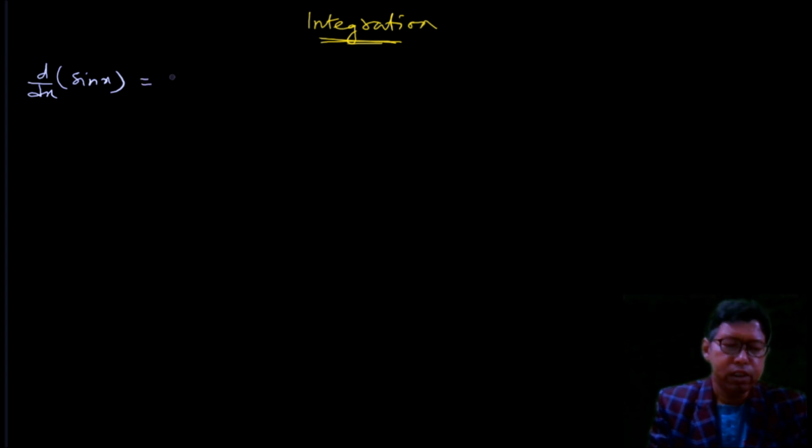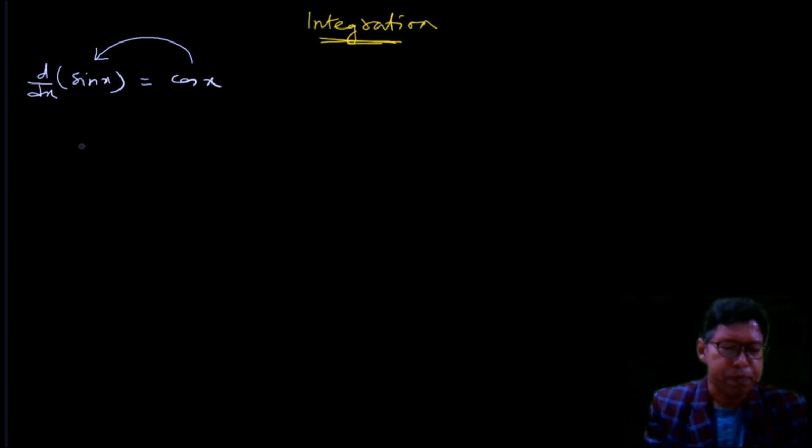As you know, the derivative of sin x is equal to cos x, isn't it? So the antiderivative of cos x is sin x, isn't it? The derivative of sin x is cos x, but the antiderivative of cos x is sin x, for this is the reverse process. Integration is the reverse process of differentiation.